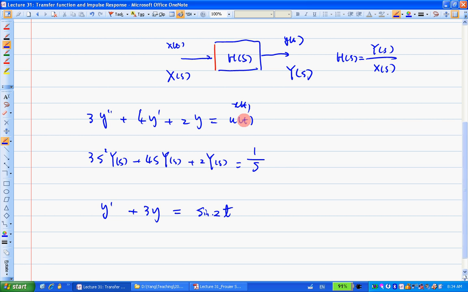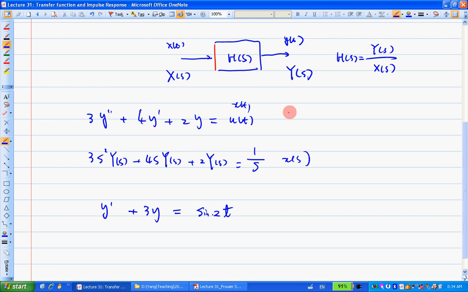So the input here is x of t, and really, you don't need to care about this 1 over s here. If you know this is x of t over here, then all you need to do is just represent this side as X of s. Because you're not looking for the ratio between Y of s and 1 over s. You're looking for the ratio between Y of s and the general input X of s, right?